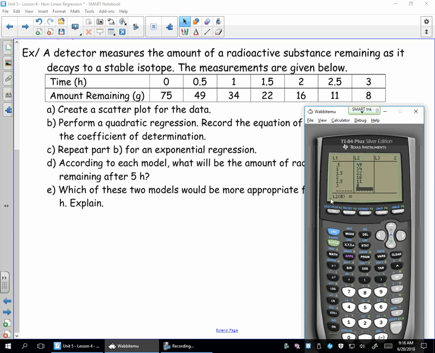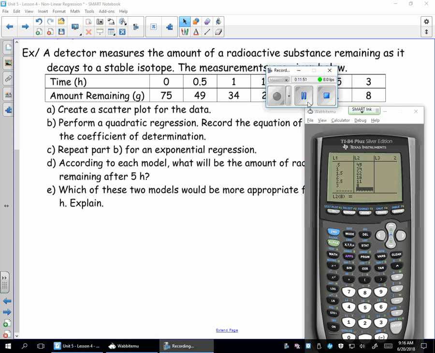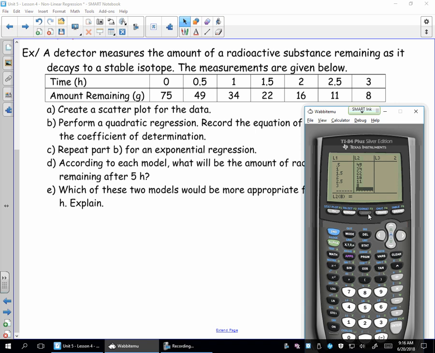Okay, let's create our scatter plot. And we zoom it. We can see there's our scatter plot going down to the right, which means it's a curve looking at it. It's lowering. It's not quite getting as steep as we go down.